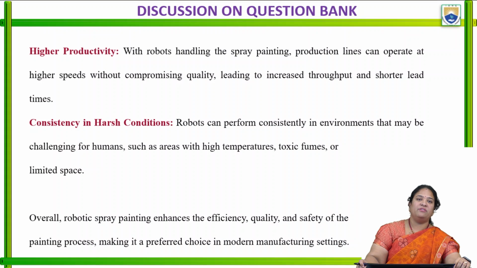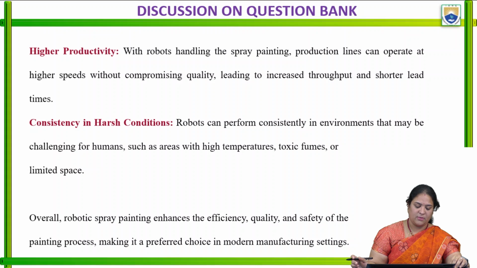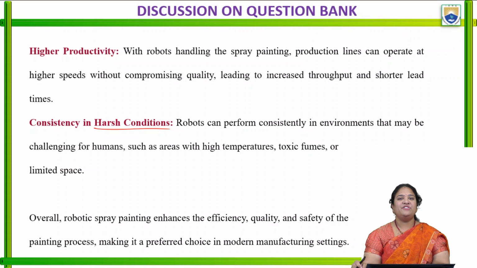Next is higher productivity. It gives us higher productivity and it is consistent in harsh conditions. Higher productivity means the robot, when doing the spray painting, produces lines and can operate at high speed without compromising quality, leading to increased throughput and shorter lead time. In harsh conditions, the robots can perform consistently in environments that may be challenging for humans, such as areas with high temperature, toxic fumes, and limited space.